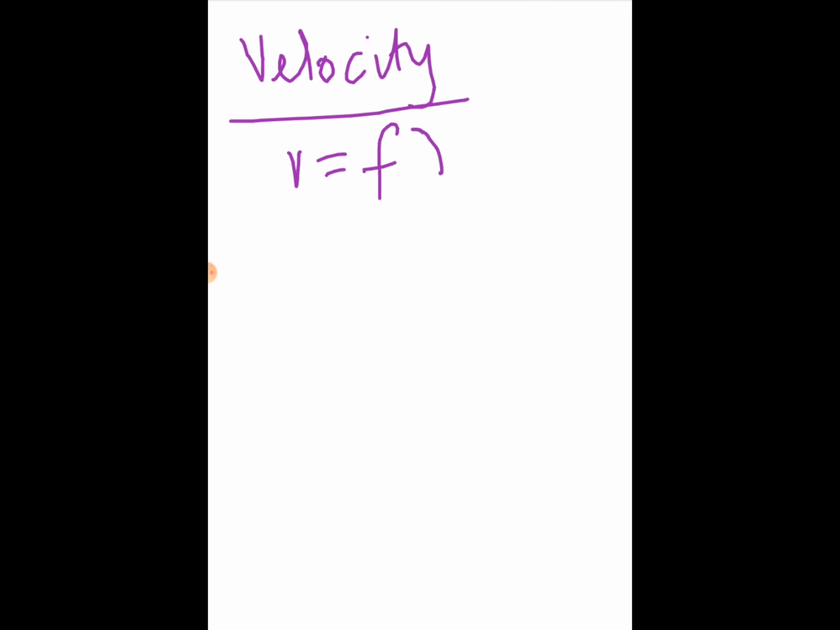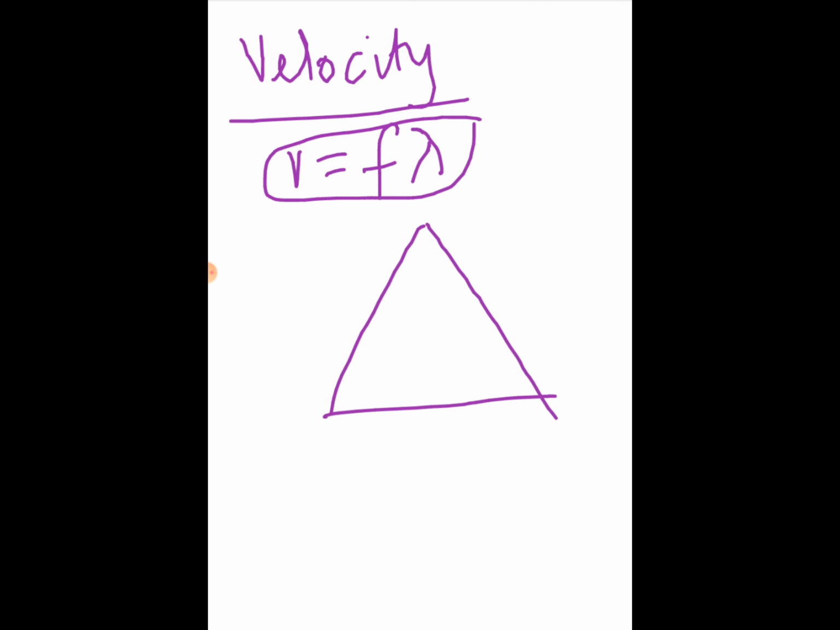Another very useful formula is that of velocity, where velocity is given as the product of the frequency of an oscillation and wavelength, which is represented as the Greek letter lambda. This formula is quite useful, and it can be easily represented by a simple pyramid.